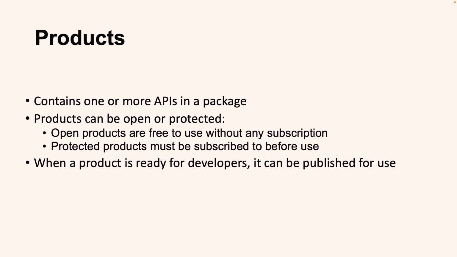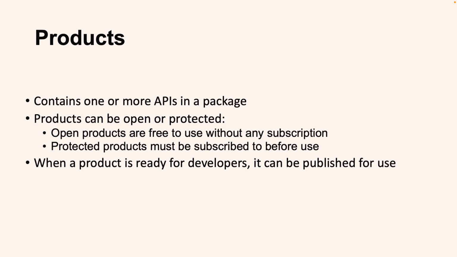Now let's learn about products. Products are associations of one or more APIs. You can include a number of APIs and offer them to developers through the developer portal. You can add an existing API during the product creation, and you can add an API to the product later, either from the product settings page or while creating an API.